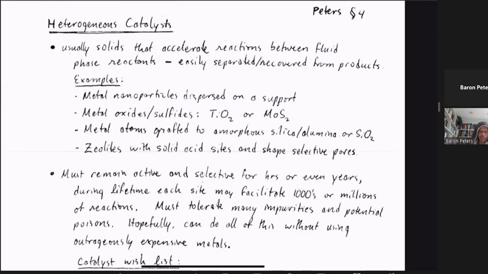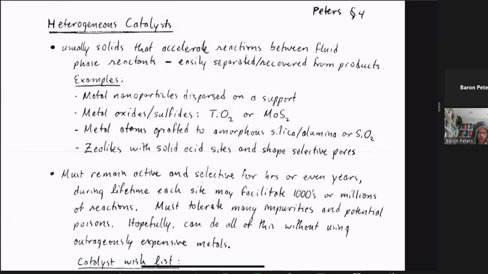Examples of the actual heterogeneous catalyst material would include things like metal nanoparticles dispersed on a support, metal oxides and sulfides. Titanium dioxide and molybdenum sulfide are common examples of these. Metal atoms grafted to an amorphous silica or an amorphous alumina, or sometimes a high porosity alumina that's crystalline, like gamma alumina. Then you can have zeolites. These have shape-selective pores down at the molecular scale, and they can allow certain molecules in and not allow others in. They also have these solid acid sites throughout the material. Really incredible properties for chemical reactivity.